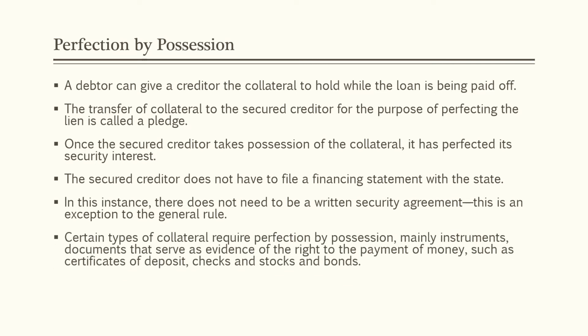Now, certain types of collateral require perfection by possession, mainly instruments, documents that serve as evidence of the right to payment of money, such as certificates of deposit, checks, and stocks and bonds. Now, a security interest in a promissory note may be perfected either by filing a UCC-1 or taking possession of the note itself. Once the loan is repaid, the collateral is returned to the debtor.